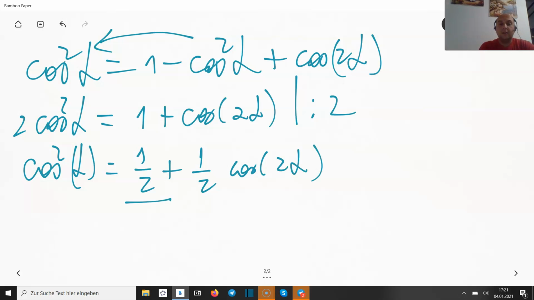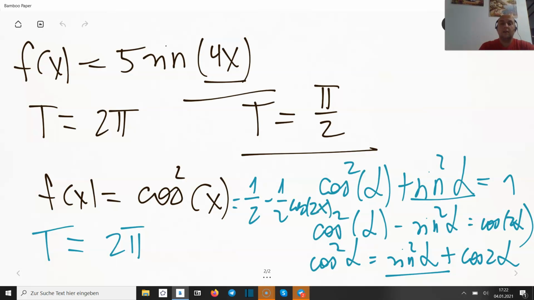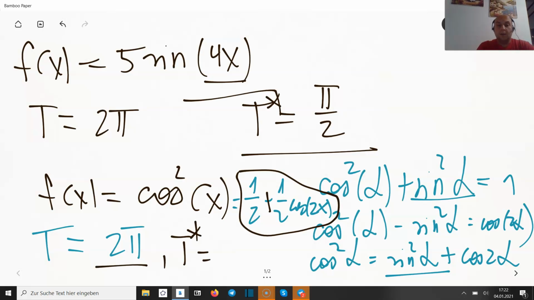Well, we do not care about a half here and a half there, but we do care about the cosine of 2 alpha. So it's the same as we had with 4x. Now we have 2 alpha. That means things are happening twice as fast. So the normal cosine would have a period of 2 pi, and the cosine squared, which can be written as a half plus a half cosine of 2x, my bad, has a period of, let's call it T star here as well, just a half of it, which is pi. All right, so far so good.